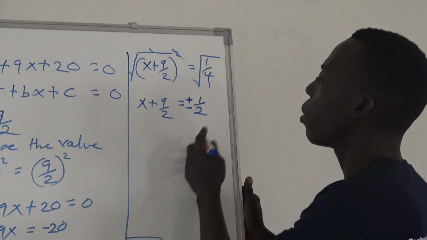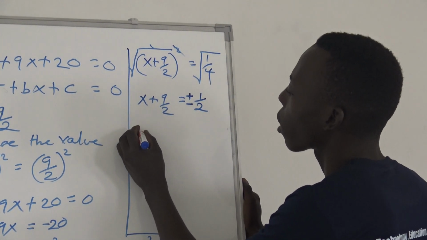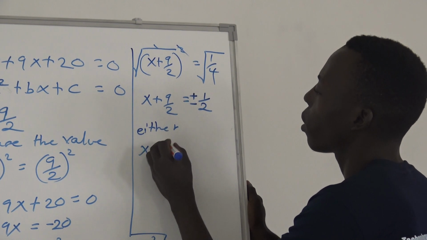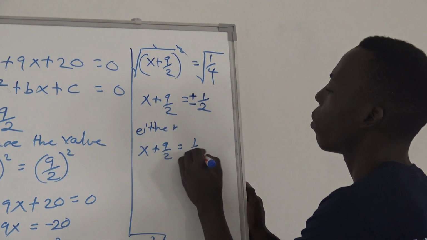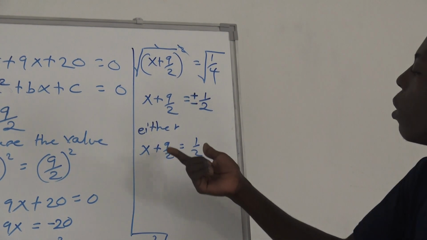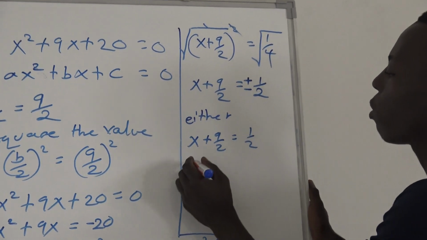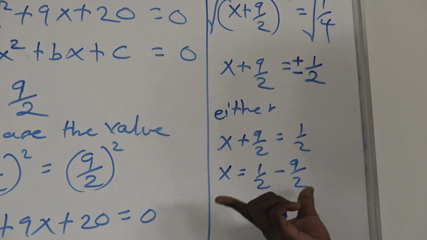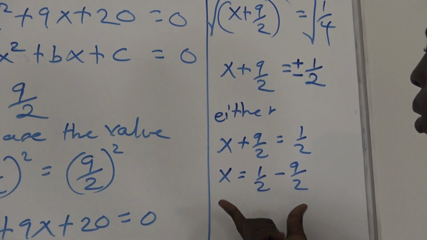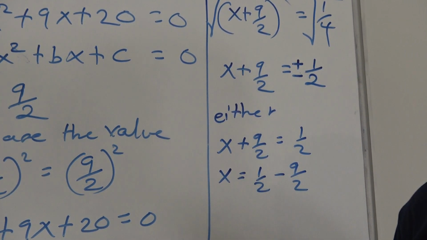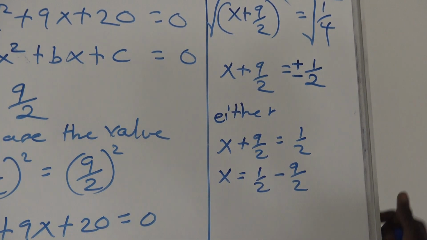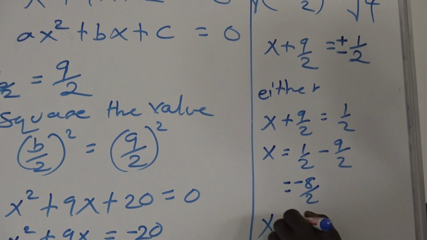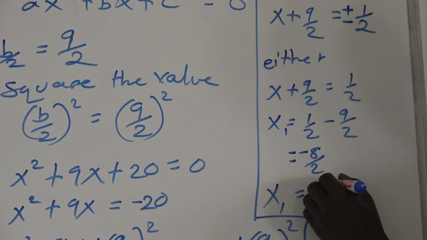Now you say, when you reach on this step, you say either x plus 9 out of 2 equals a half. You consider when the first is a positive, you get that value. So you have to take this one, this side, to be x equals a half minus 9 out of 2. So since the denominators are the same, you just subtract the numerators. So it will be 1 minus 9, which is negative 8 out of 2. So this one, the answer is x1 will be equal to negative 4.